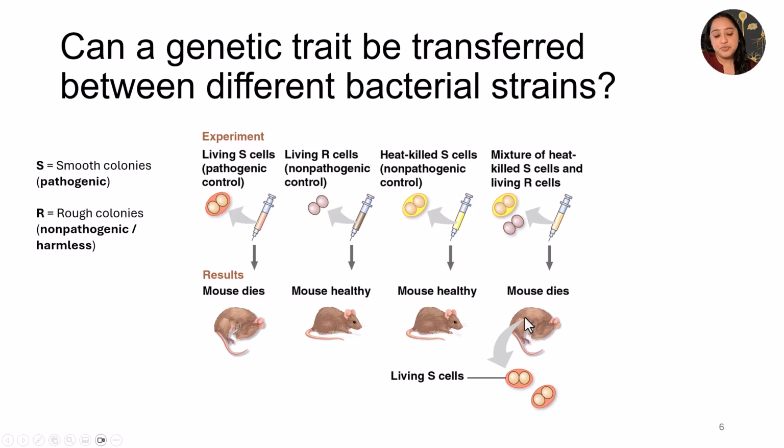So later on, if you were to look at the cells, now all of a sudden they are S, like their colonies look smooth. And so something got transferred and something got expressed. So like a new genotype and phenotype because of this new DNA. And again, at that time, he didn't know it was DNA, but they're trying to figure out something is passed on. So yeah, a genetic trait can be transferred between different bacterial strains. And now we know it's the DNA.